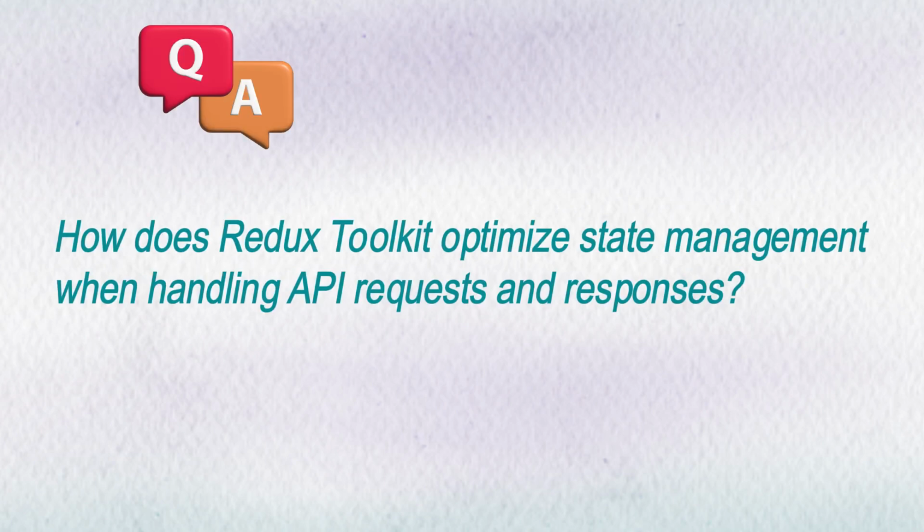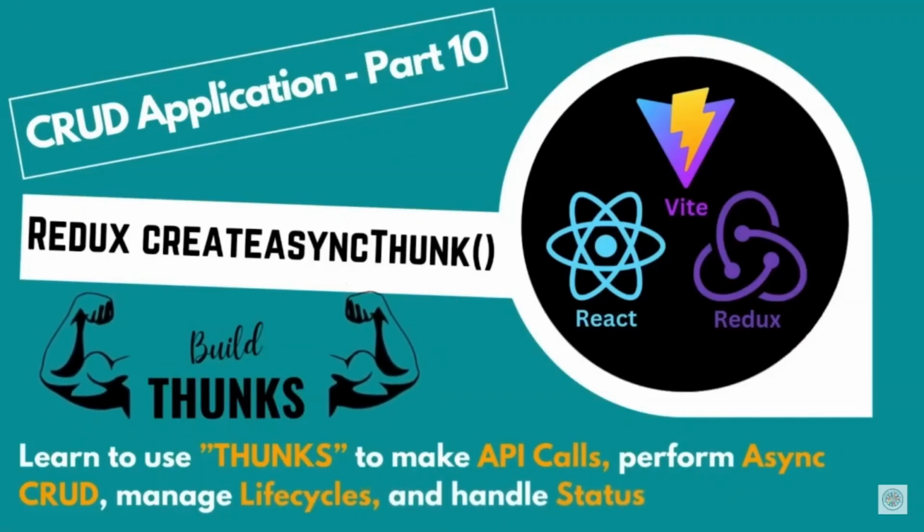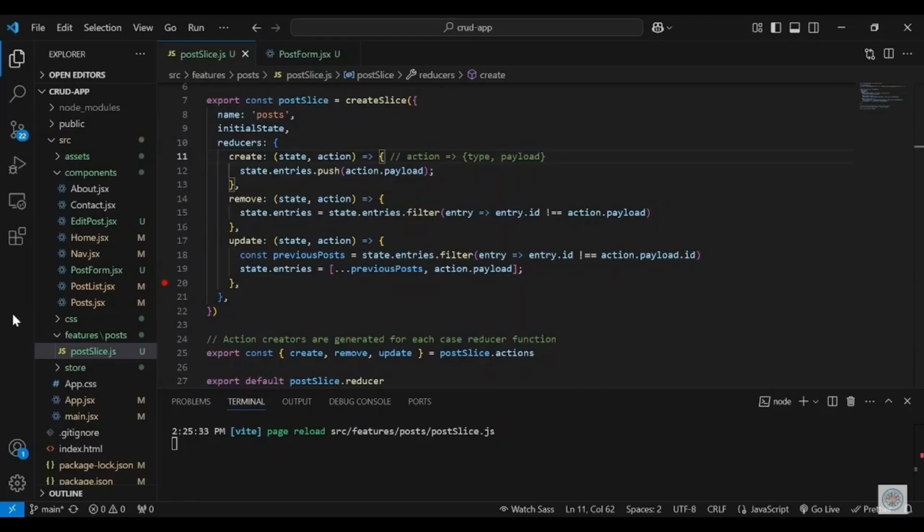How does Redux Toolkit optimize state management when handling API requests and responses? This question was answered in part 10. This tutorial has to do with using an external API or database. When we introduce an external API, we are introducing delays in receiving and sending data. So we need another tool that can handle the delays that are introduced with external APIs.